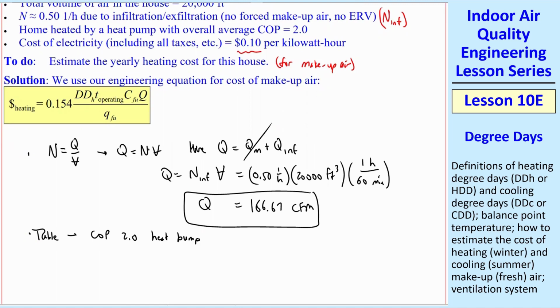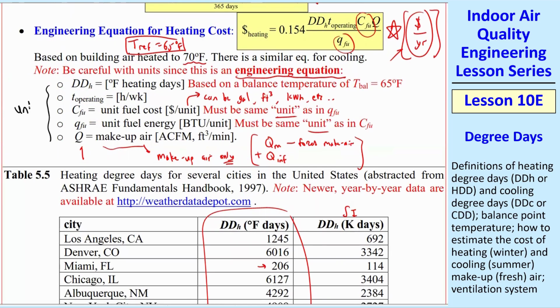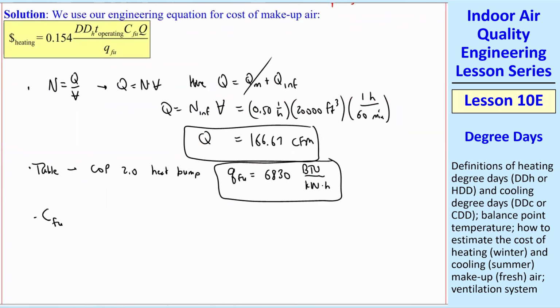And then from the table, we have a COP 2.0 heat pump, which is a typical air-to-air heat pump that you see outside everybody's house these days. QFU I just showed you of 6830 BTU per kilowatt hour. Make sure you watch your units and convert everything into these units. CFU is the unit fuel cost, and I just told you in the problem statement that's $0.1 per kilowatt hour. And remember, these denominators in CFU and QFU must match.